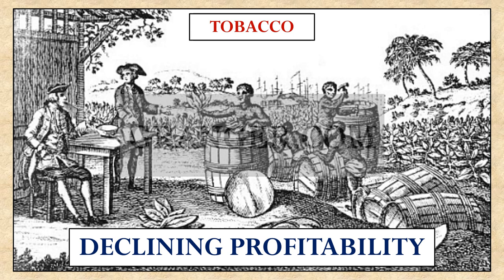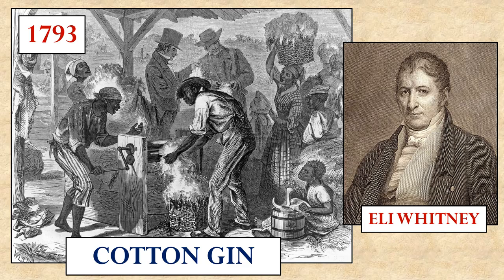Or wasn't it? So, as some of these crops, such as tobacco, were declining in profitability, and that's declining in the necessity to have slaves, something else happened, which meant that rather than slavery declining in the United States, it actually expanded. That something was the invention in 1793 of the cotton gin by a man named Eli Whitney. Eli Whitney found a way through a mechanical device to remove cotton seeds from cotton.